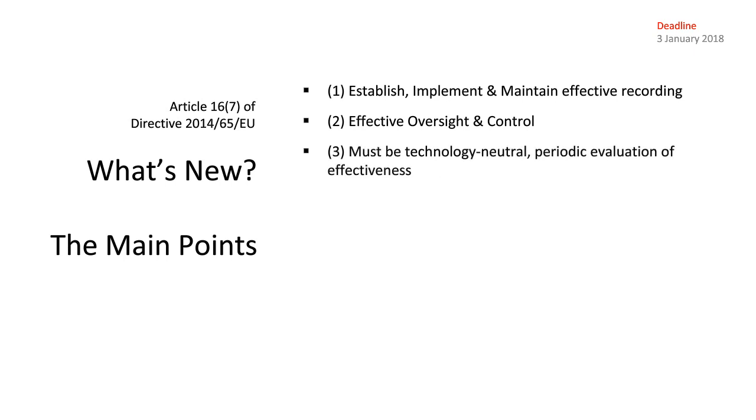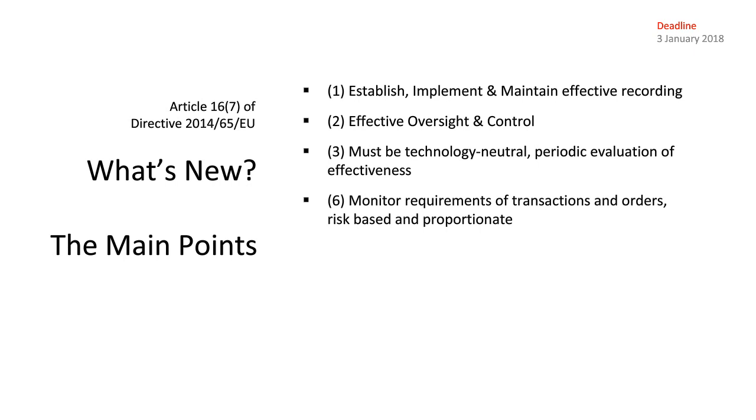The next one, and I think this is relevant for everyone, everything must be technology neutral, and effectively, there must be a periodic evaluation of the effectiveness of any solution that is actually implemented, i.e. it must be capable on a proportional and risk basis to provide the necessary requirements for MIFID II. The next is subparagraph 6, and anyone can email you a link of this later to reference these articles. This again applies to the requirements of all transactions and orders, and as I mentioned, must be risk-based and proportionate.